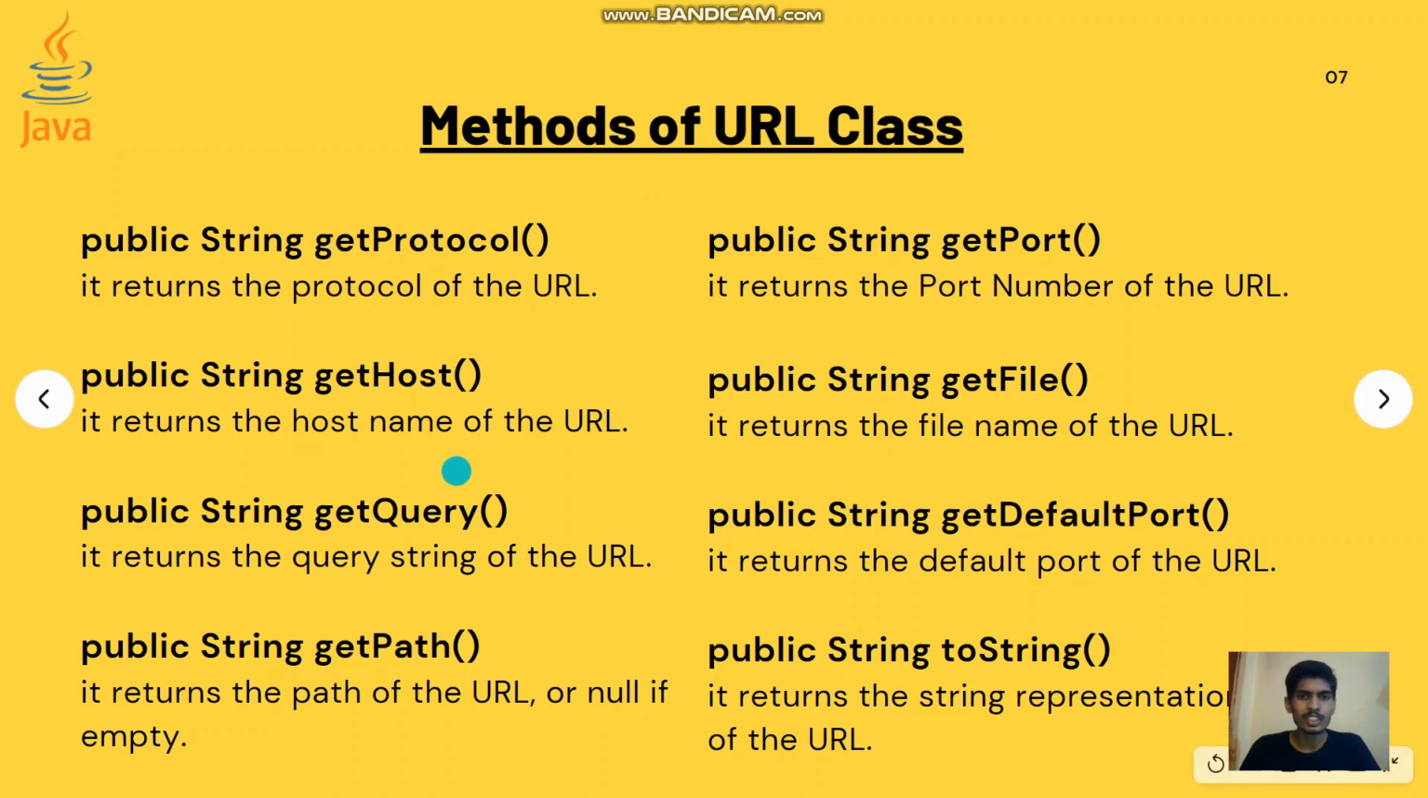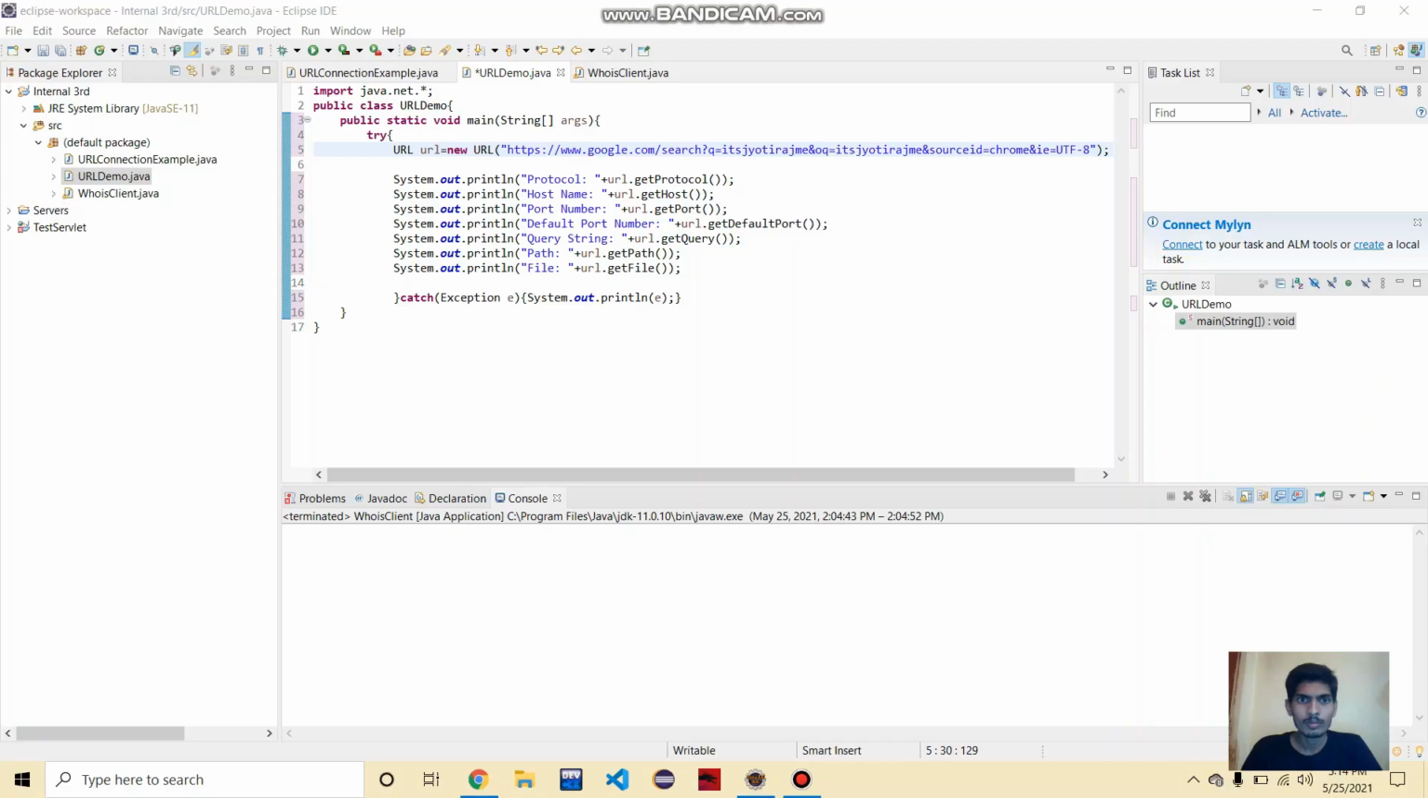Methods used by the URL class. There are many methods used in the URL class. Few of them are getProtocol. It returns the protocol used by the URL. getPort. It returns the port number used by the URL. getHost. It returns the host name of the URL. getFile. It returns the file name used in the URL. getQuery. It returns the query string of the URL. getDefaultPort. It returns the default port of the URL. getPath. It returns the path of the URL or null if it is empty. toString. It returns the string representation of the URL.